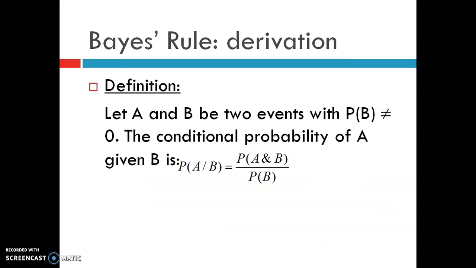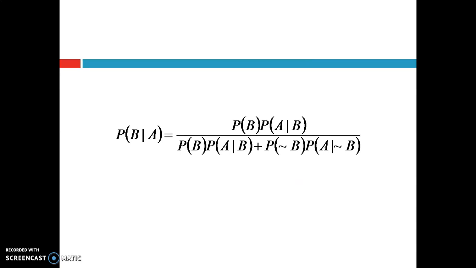Now Bayes rule. So the derivation and definition. Let A and B be 2 events with probability of B not equal to 0. The conditional probability of A given B is probability of A and B divided by probability of B. So probability of B and A is equal to probability of B into probability of A given B divided by probability of B.